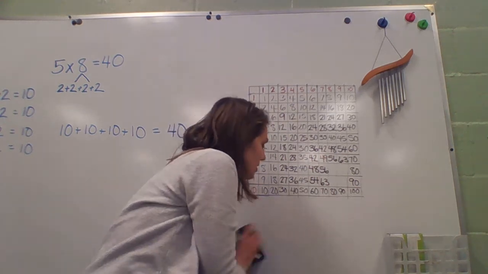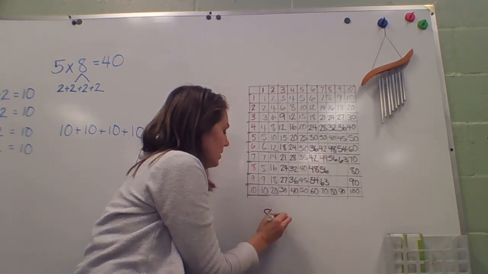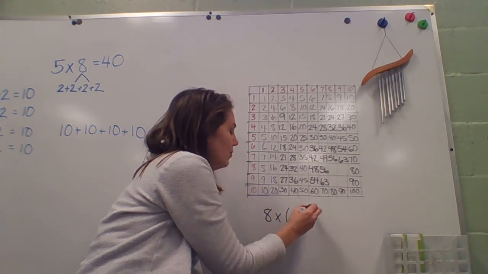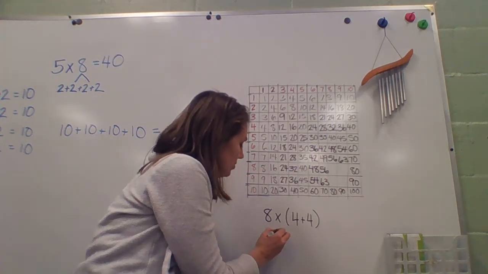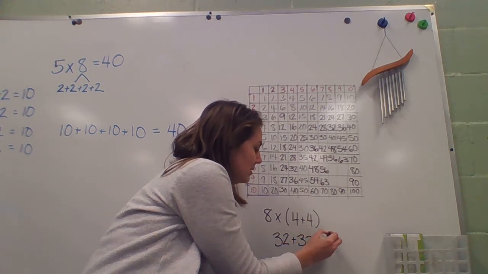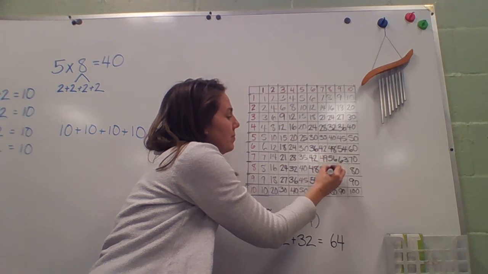So now I'm going to change gears. We have 8 times 8. I'm going to think about 8 times 8 as 8 times 4 plus 8 times 4. So 8 times 4 is 32. Double doubles, I'm going to add it again to make 64. So I'm going to write in 64 here.